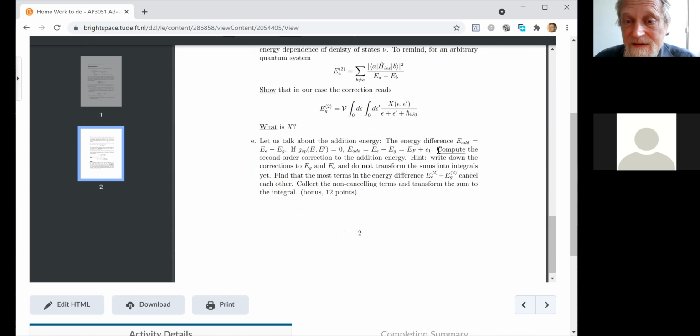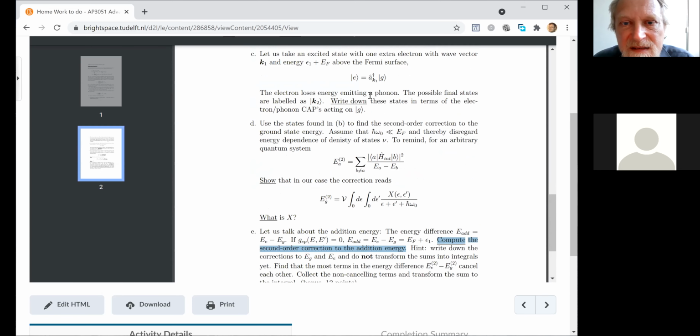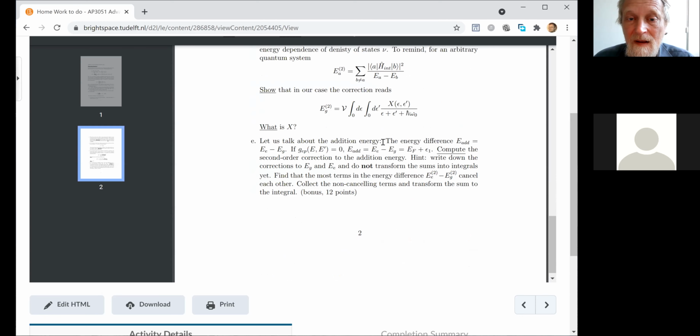And one needs to compute the second order correction to this addition energy, not to the whole energy of the system, but to the energy of an individual electron with a wave vector. Let's see, what was the wave vector? K1. Right, it's some hint how to do this.